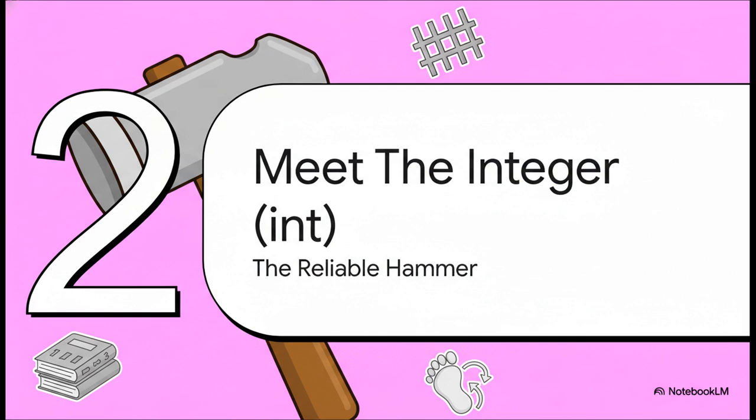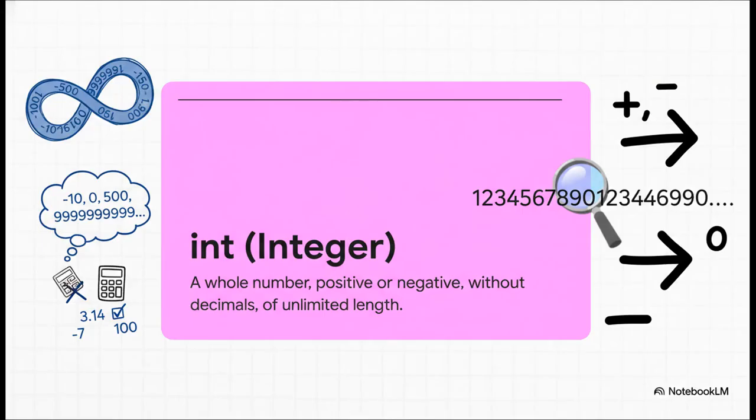That's the integer, or as we all call it, int. This is your absolute go-to for anything that's a solid, whole number. You know, things like counting items in the list, tracking how many steps you've walked, or numbering pages in a document. Yep, that's a job for an integer. So, what exactly is an integer? Well, it's pretty simple. It's any whole number. It can be positive, it can be negative, but here's the key. It absolutely, positively cannot have a decimal point.